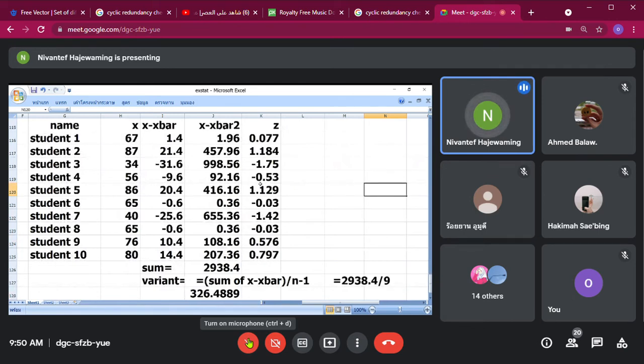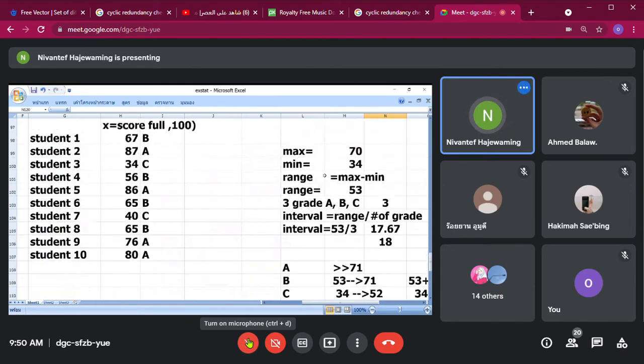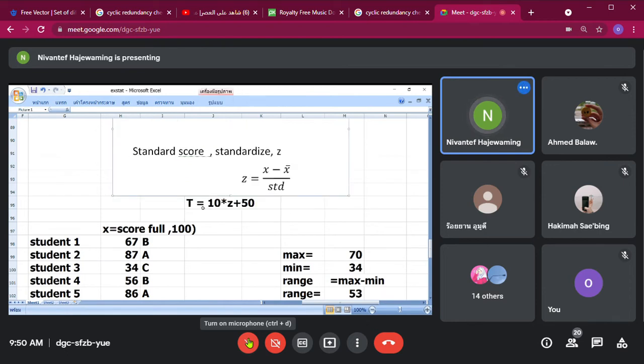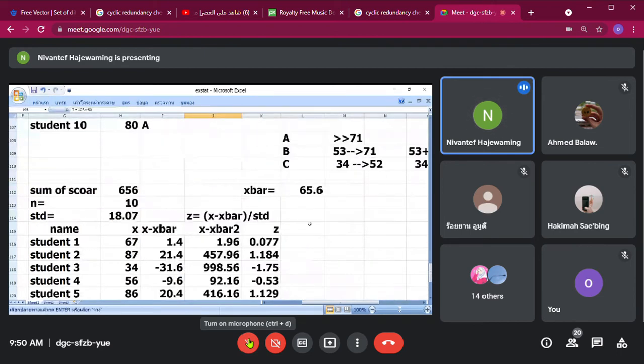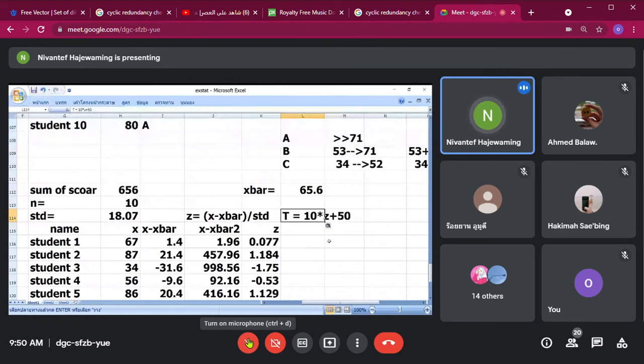For easy to get a grade, easy to get a meaning, you must change the Z score to T score, like that, right? You must change to T score like that. We use T score here. You can use the formula T score here. It's T score, right?